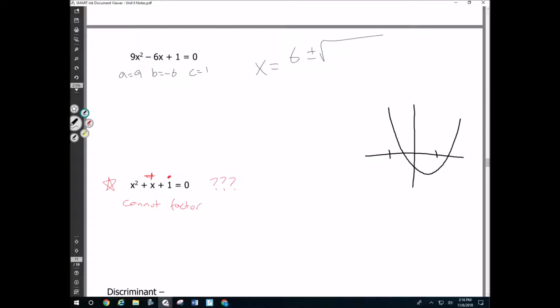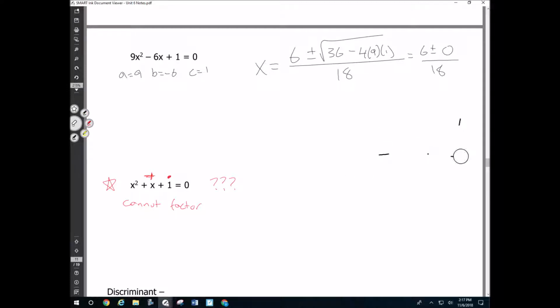Plus or minus, square root. B squared, -6 squared is positive 36. Minus 4 times 9 times 1. All over 18. 4 times 9 times 1 is 36. 36 minus 36 is 0. I got 6 plus or minus 0 over 18.